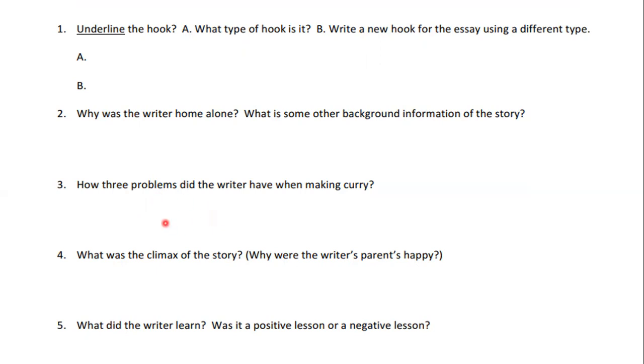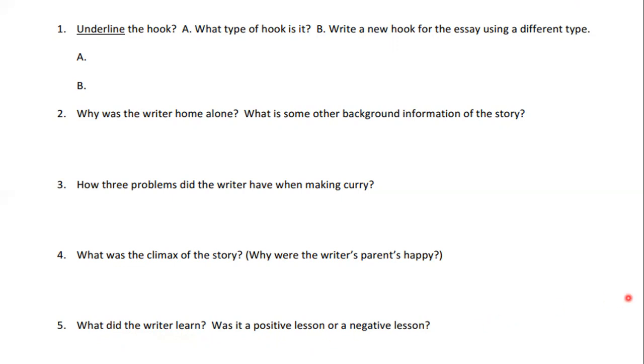So here are the rising actions, the problems that happened with the writer. Then the climax, in which the writer's parents were happy. What was the climax of the story? Why were the writer's parents happy? Because he made some food on his own. You will read and find out. And what did the writer learn? I find this in the conclusion. What did the writer learn? Was it a positive or a negative lesson?